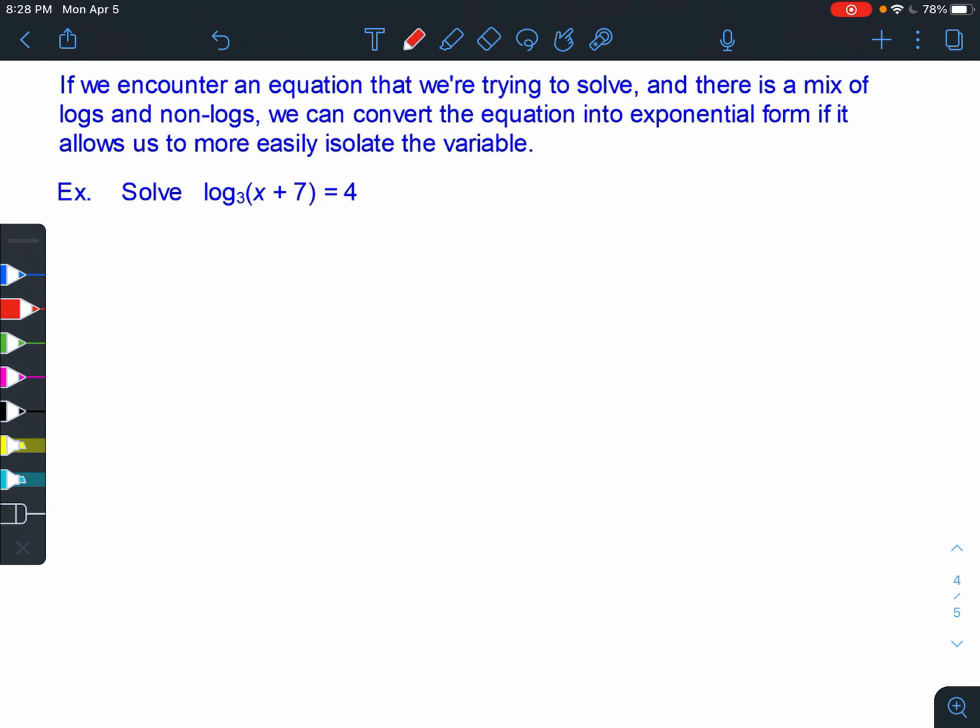If we encounter an equation that we're trying to solve and there's a mix of logs and non-logs, we can convert the equation into exponential form if it allows us to more easily isolate the variable. Of course, if it doesn't allow that, then you don't do it and you try to do something else.